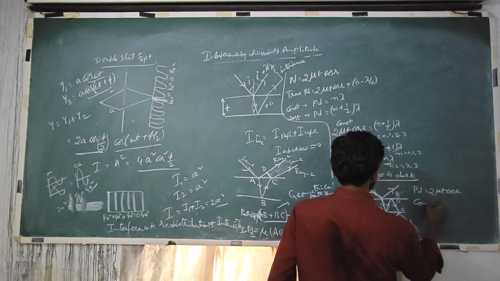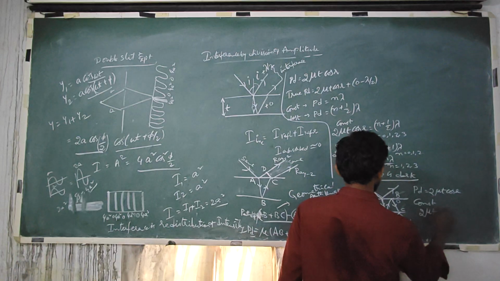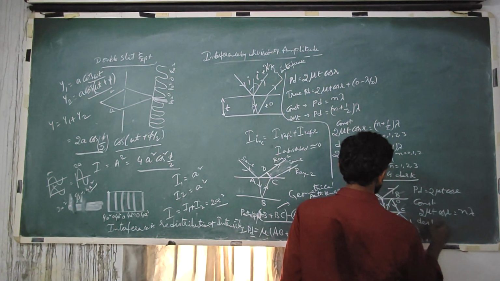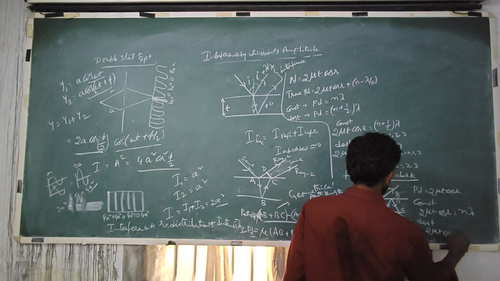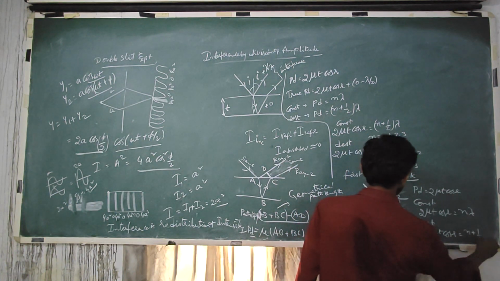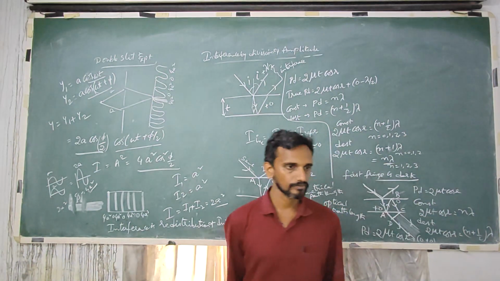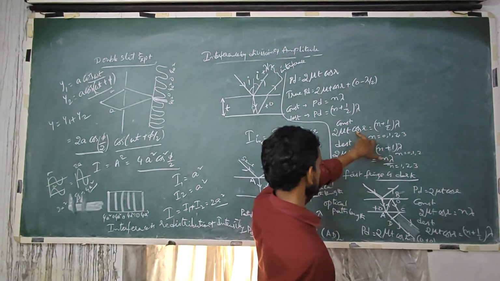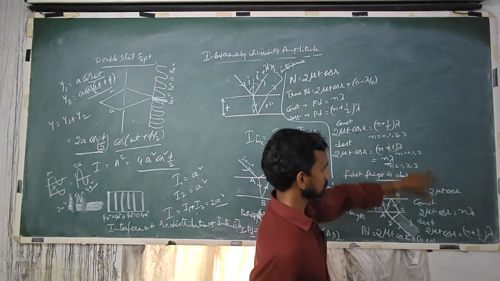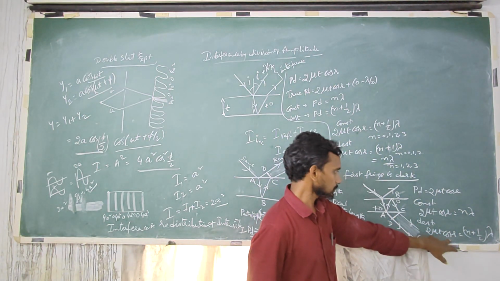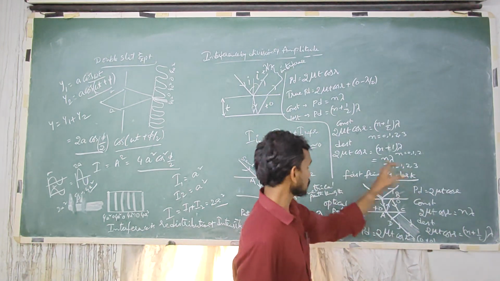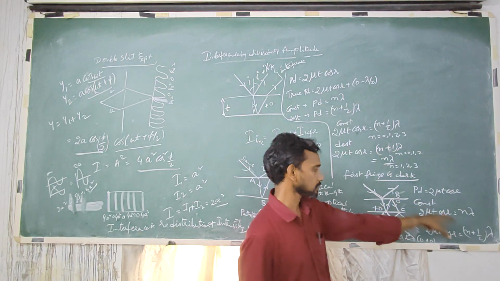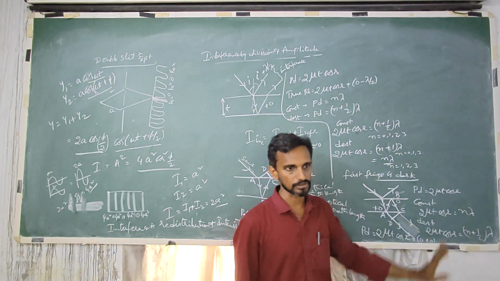So constructive interference condition is 2 mu t cos r is equal to n lambda, and destructive interference condition is 2 mu t cos r is equal to n plus half lambda. So if you see, the condition for constructive interference in reflection is now the condition for destructive interference in transmission. Condition for destructive interference in reflection is same as constructive interference condition in transmission.